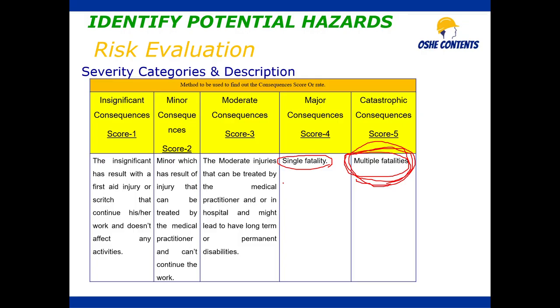And if there is no fatality but there are serious injuries, you can put it in 3. And if there are no serious injuries but the person needs to be taken to the medical practitioner and cannot do the work for the same day, that can be a score of 2. It means the person just fell down or has a hand injury but cannot continue the work, so that is score 2. And then if there is just a scratch and it needs first aid, it will be the score 1.